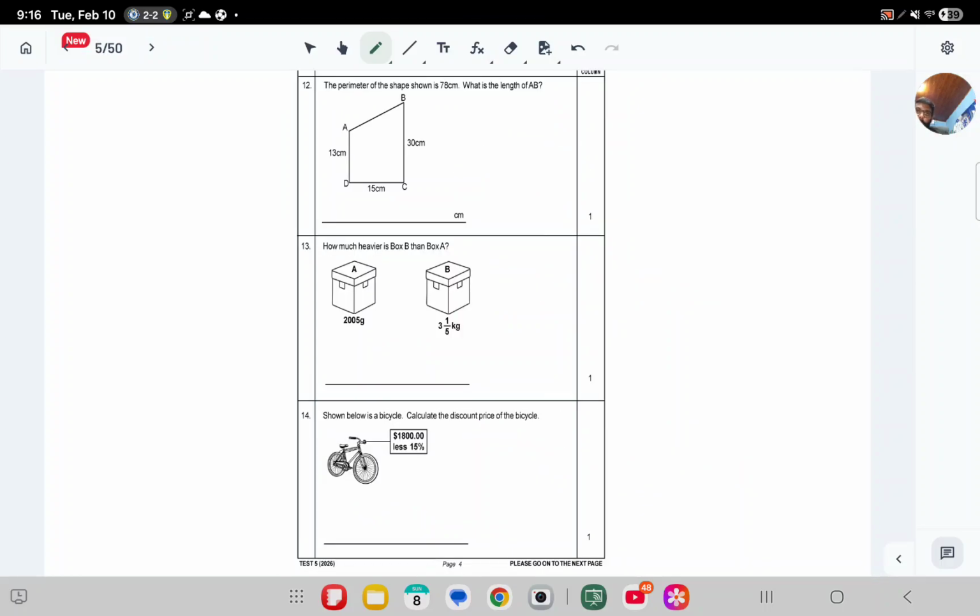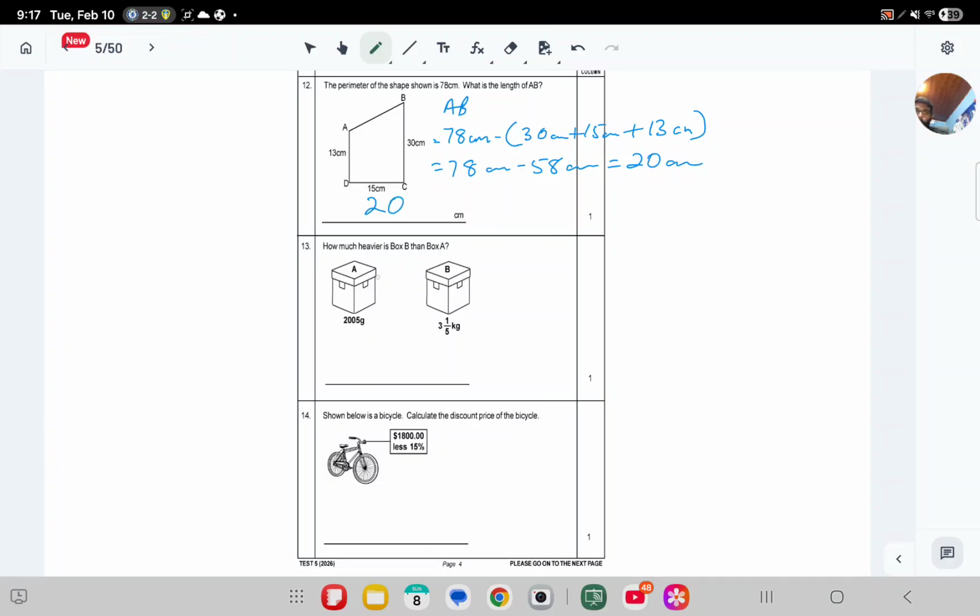Number 12, the perimeter of the shape shown is 78 centimeters. What is the length of AB? So that means when you add up this side, this side, this side, and this side, you get 78 centimeters. To find out the side AB, it will be the total, which is the perimeter, take away the sum of the known sides, which is 30 centimeters, add 15 centimeters, add 13 centimeters, and that will be 78 centimeters, take away 58 centimeters, leaving us with 20 centimeters.